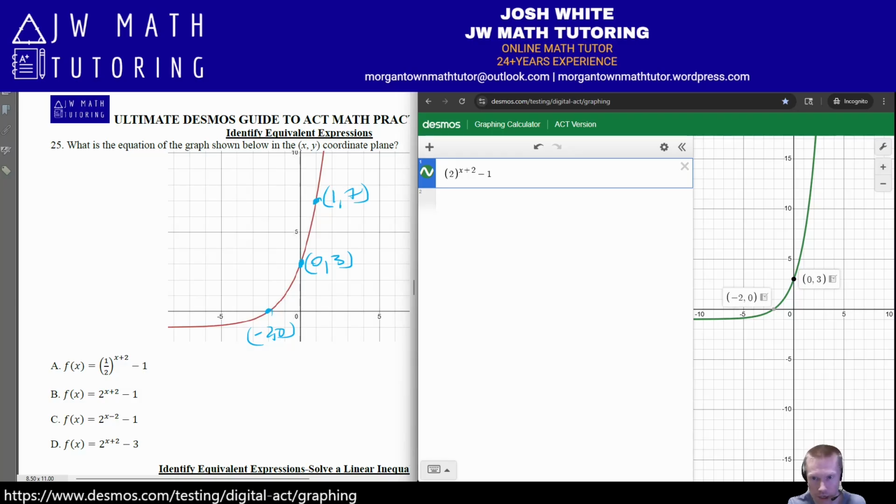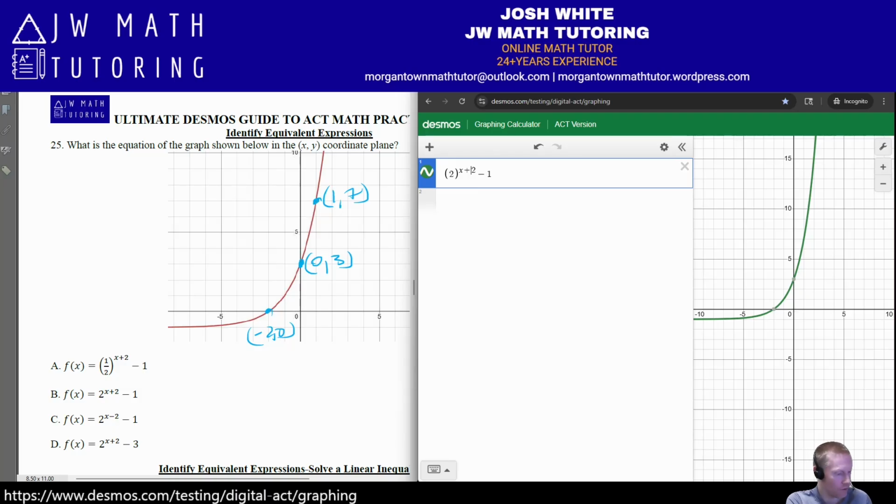So 0, 3 right here, yes. -2, 0 right here, yes. Is it at 1, 7? I mean, you can trace along here, or you could graph x equals 1 and see if it's at 7, or y equals 7 and see if it's at 1. Or you could do a table and just type in 0, -2, 0, 1 and see what the y values are. But this is going to be the correct answer.